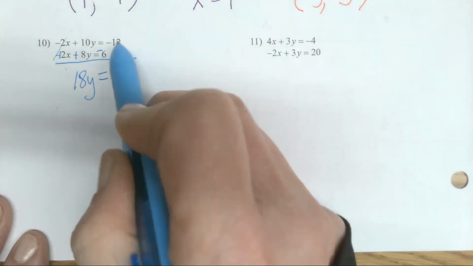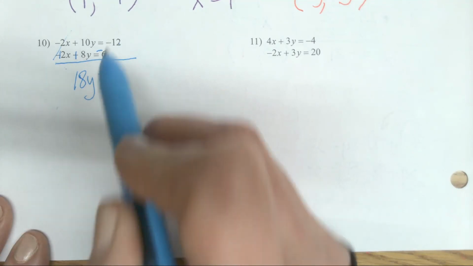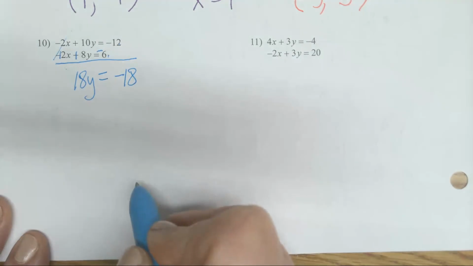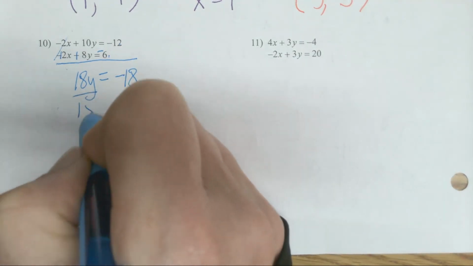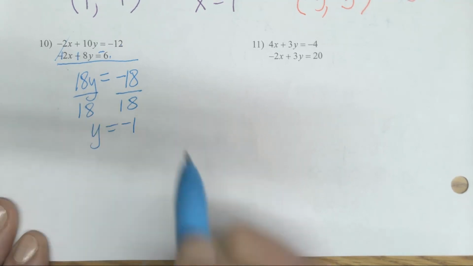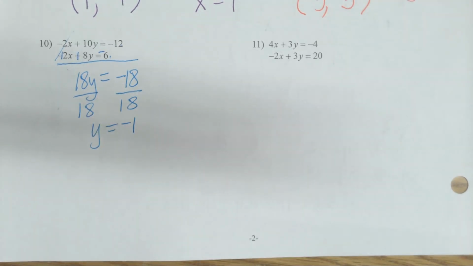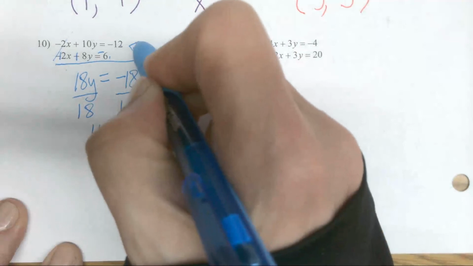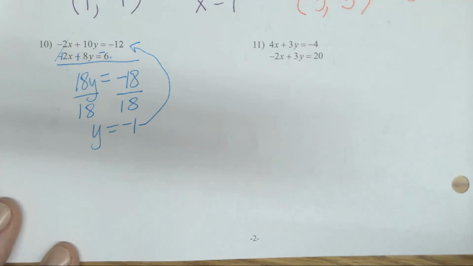What is 10y plus 8y? What is negative 12 plus negative 6? Negative 18. Then I solve. Which equation should I put my y into? Top, great. Again, it doesn't matter. But I'll put it in that top one.